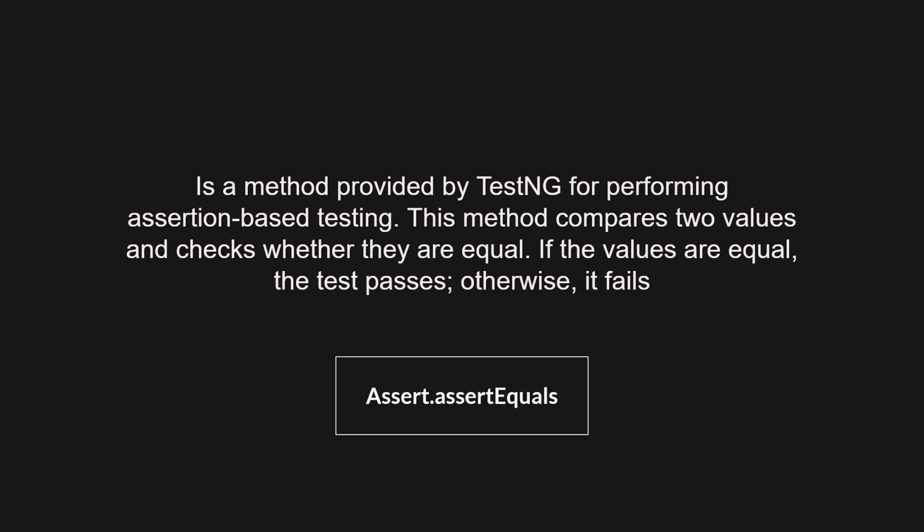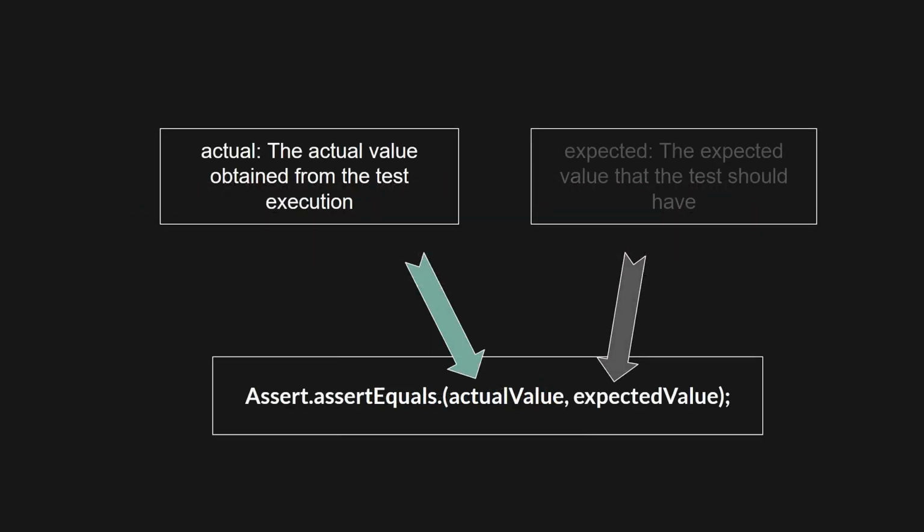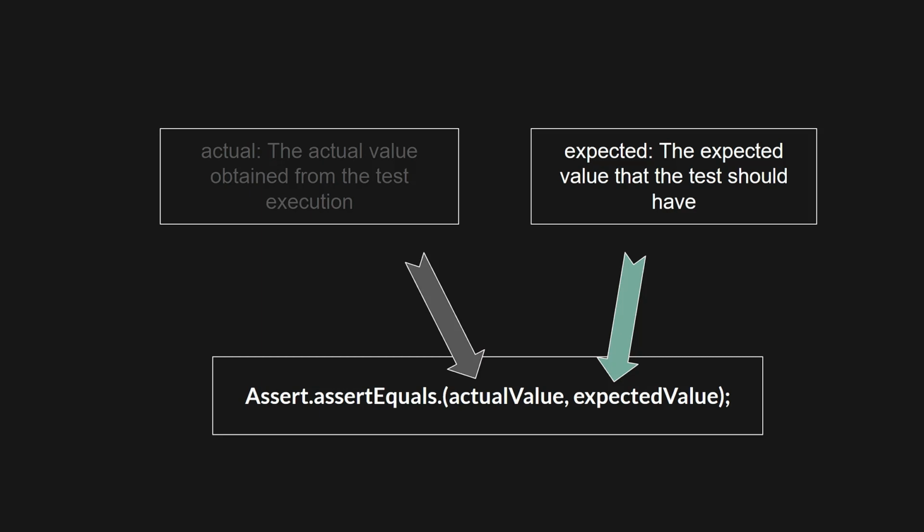Assert equals is a method provided by TestNG for performing assertion-based testing. This method compares two values and checks whether they are equal. If the values are equal, the test passes. Otherwise, it fails. Take a look at the signature of the assert equals method on the screen. The actual value is the value obtained from the test execution. The expected value is the value that the test should have.